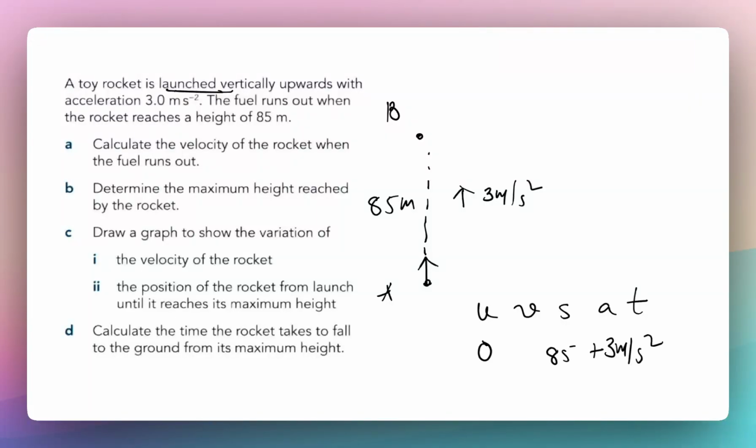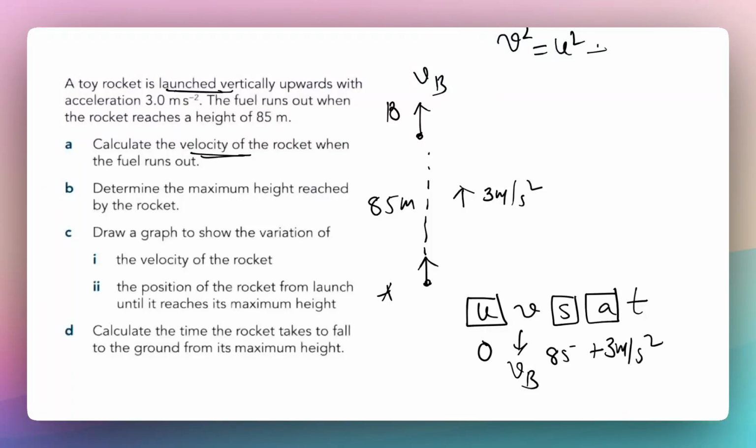And it is asking us to calculate the velocity of the rocket when the fuel runs out, so we have to find VB, and VB is unknown. Now we have three knowns, U, S, and A, so we can very easily find the value of VB, ignoring T, as time is not a concern. The only equation which works very nicely is V square is equal to U square plus 2AS. U is 0, so it's going to be 2 into A, which is 3, and S, which is 85.